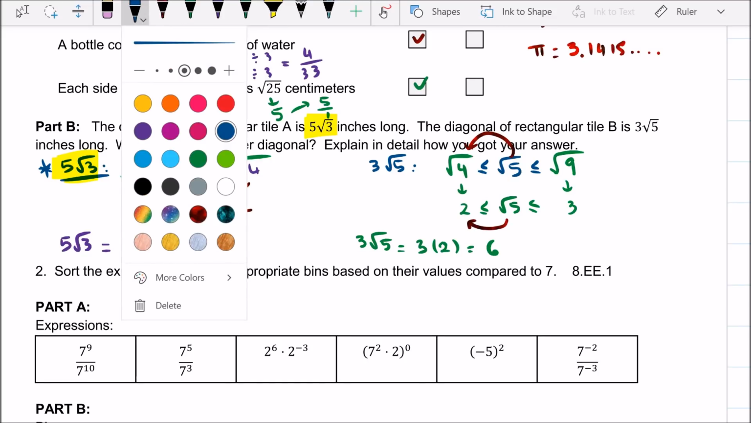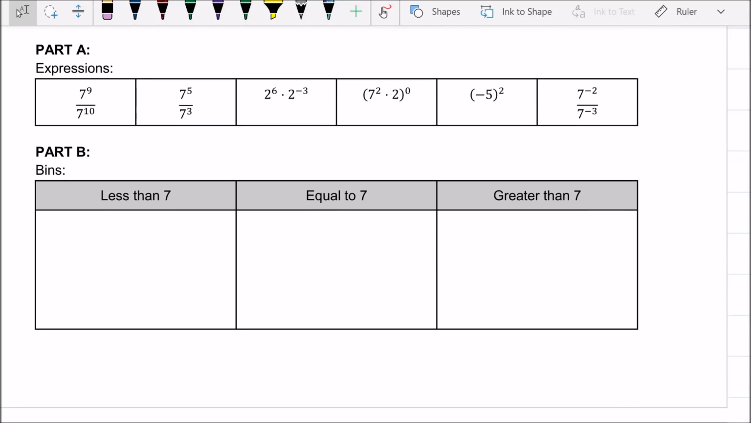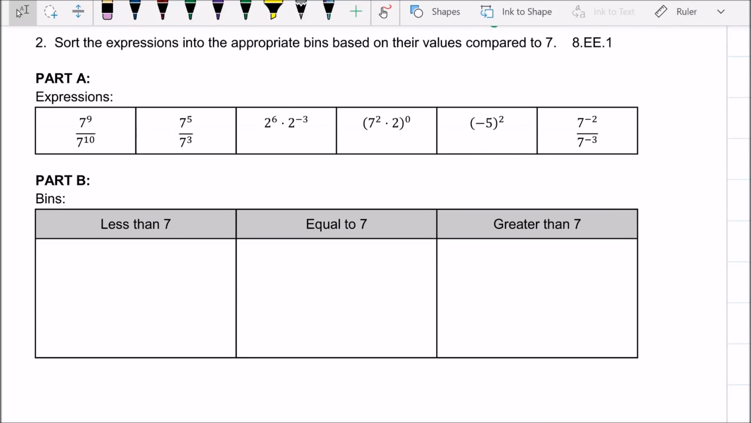Alright, number 2. We're going to go down to number 2. For number 2, they want you to sort the expressions into appropriate bins based on their value compared to 7. So we have to evaluate each expression and make sure you show your work.